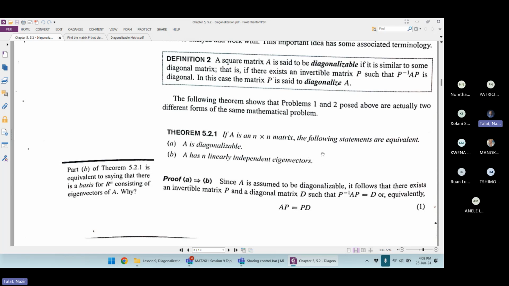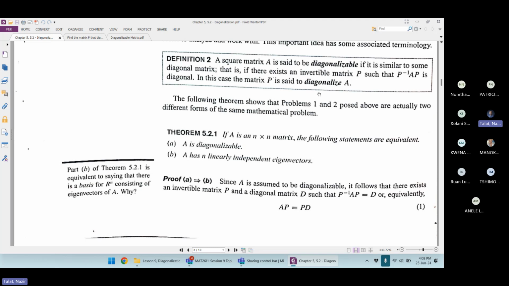There is one important result in this regard: the following two statements are equivalent for an n cross n matrix. A matrix A is diagonalizable if the matrix A has n linearly independent eigenvectors. Linearly independent means all the eigenvectors are independent from each other. So this makes one good relation.